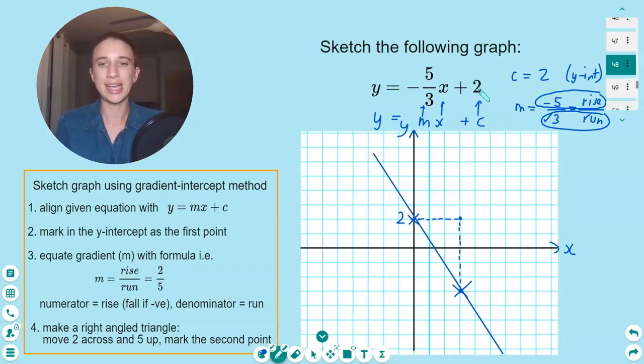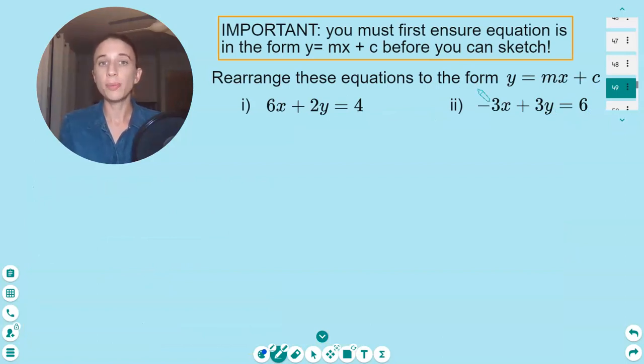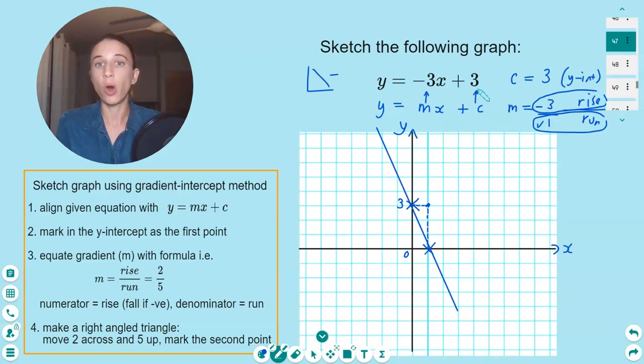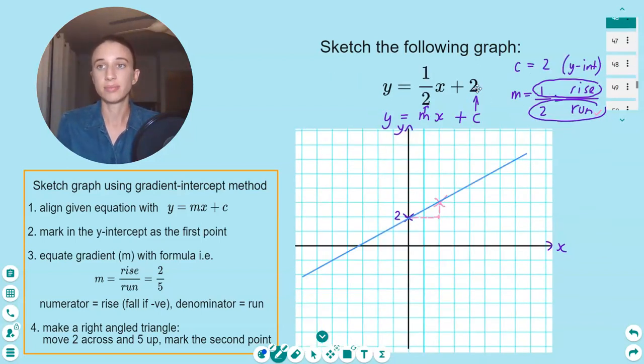It's got to go through those x's, okay? And you're forming that right angle triangle using your gradient. Just going to check out, I've just said here, important: you must first ensure the equation is in the form y equals mx plus c before you can sketch, all right? In these past examples, everything's been with y as the subject already.